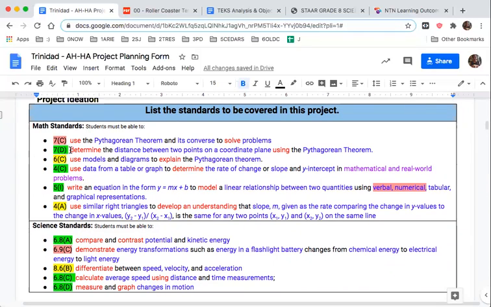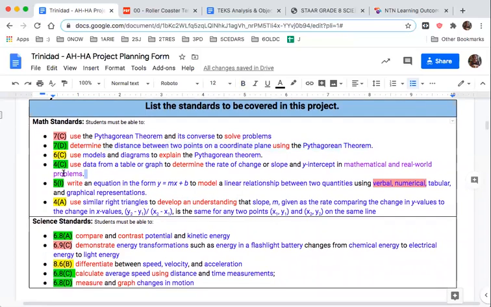So in this case, I could easily see how we could have a lot of opportunities to find the distances between points on the coordinate plane using Pythagorean theorem. And similarly for 4C, 5I, 6-8, and 6-8C. So these are things that are going to show up a lot when we discuss, analyze, and design roller coasters. One thing that was not clear, and there were a couple, is 7C, using Pythagorean theorem and its converse to solve problems.